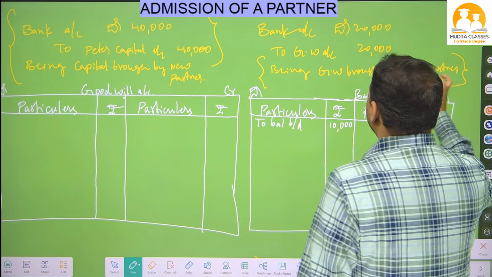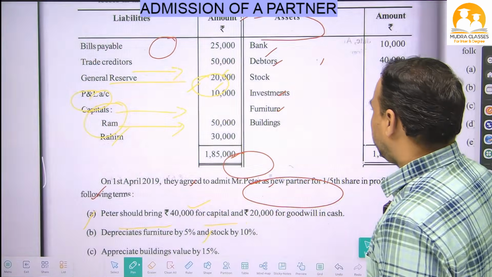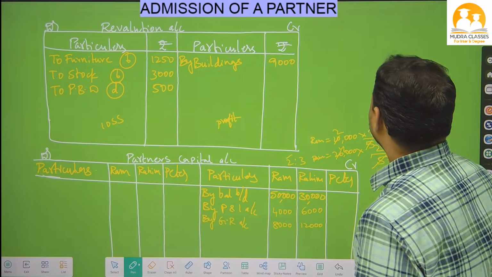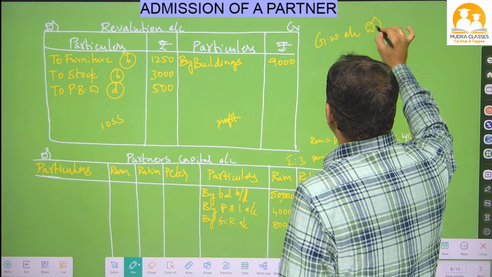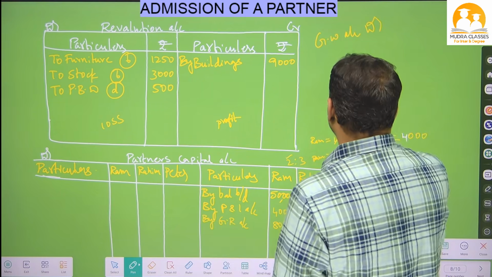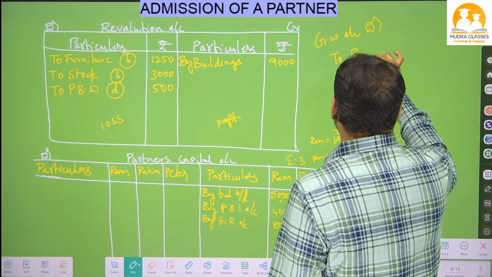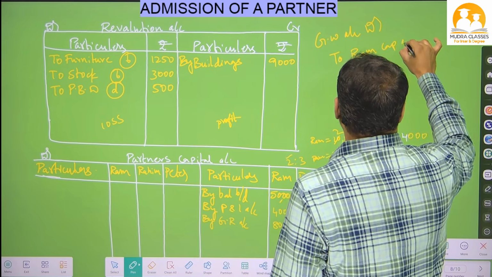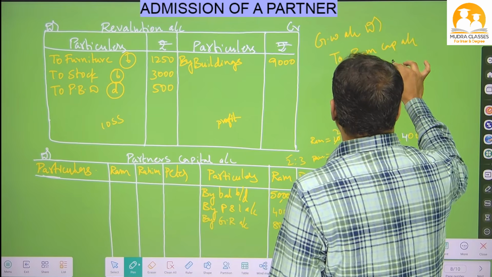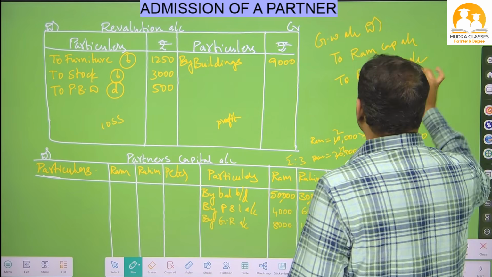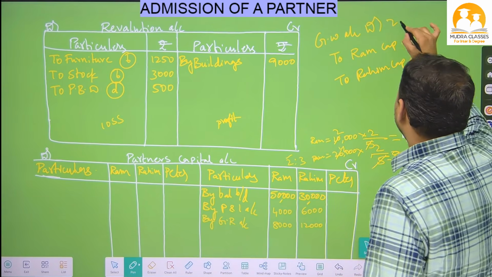And this goodwill we have to distribute to old partners, Nana. So one more journal entry that will come, that is here I will write goodwill account debit to old partners capital account. Who are the old partners here? Ram and Rahim. So to Ram capital account, to Rahim capital account. Okay, these are the journal entries, Nana. You have to write 3 journal entries.